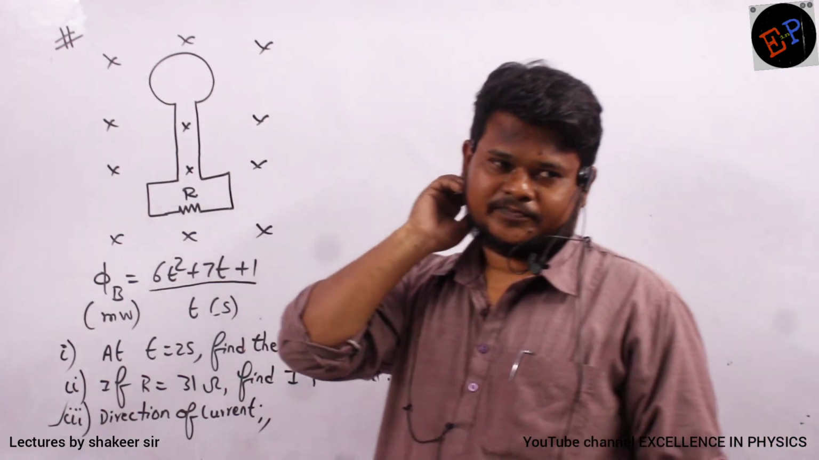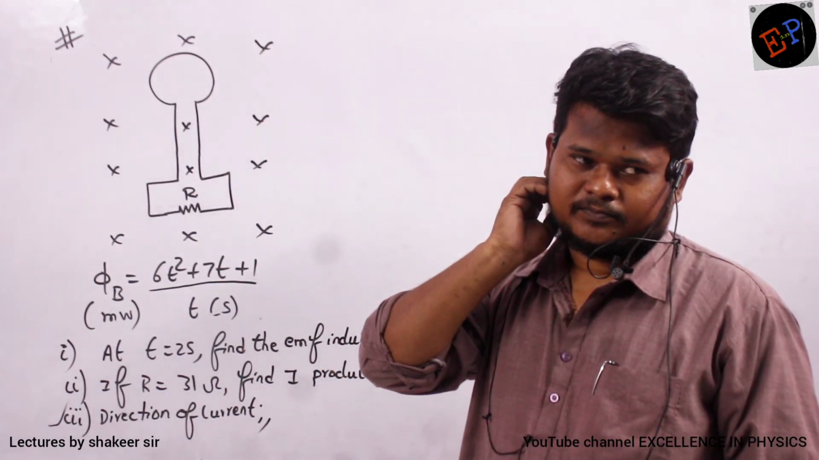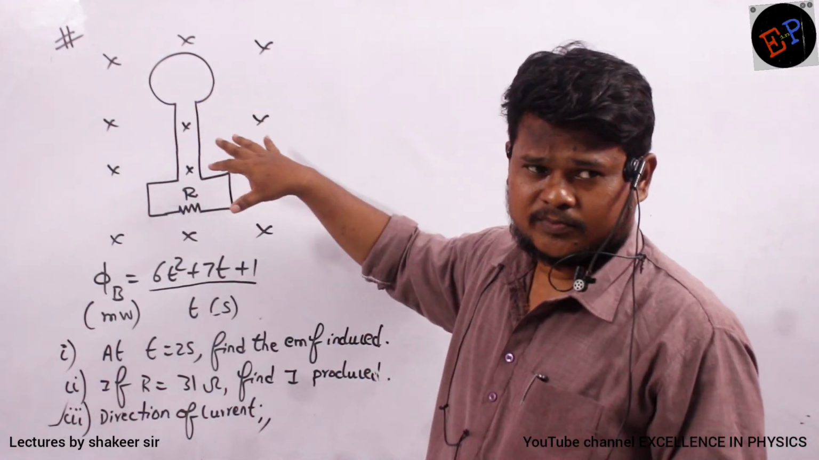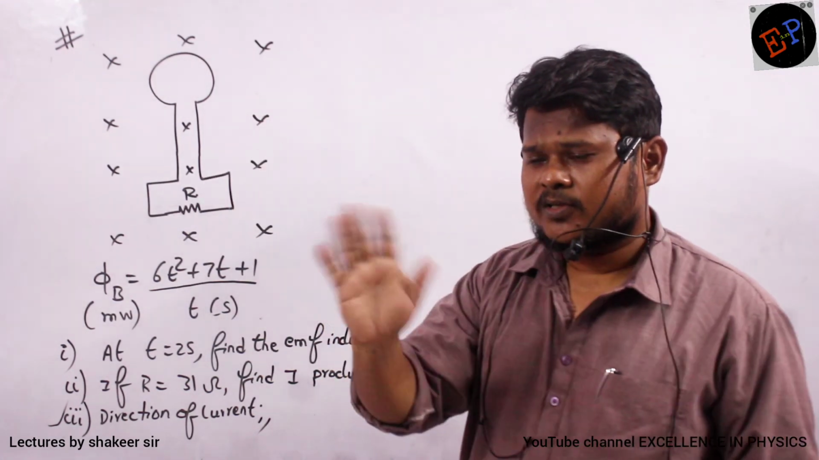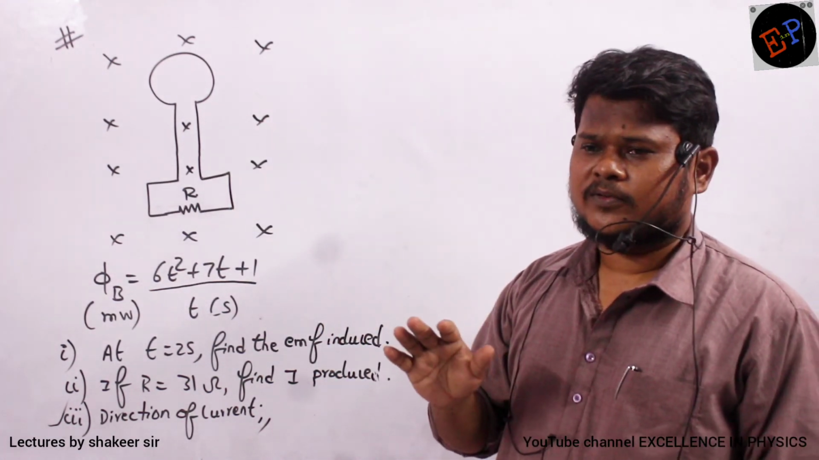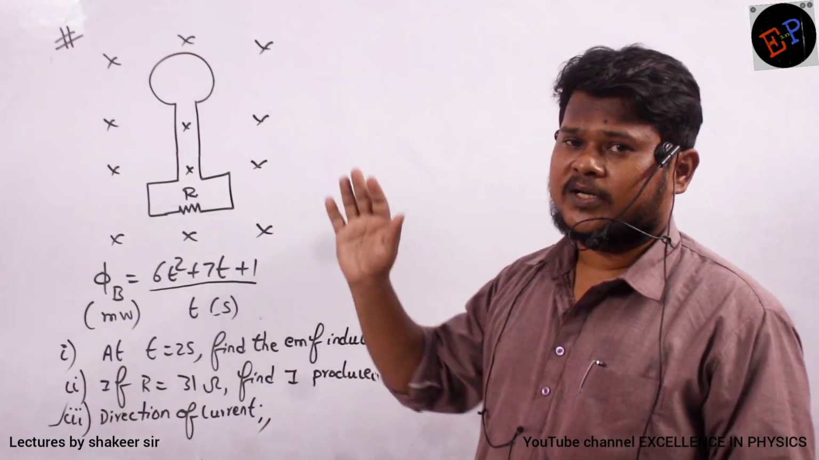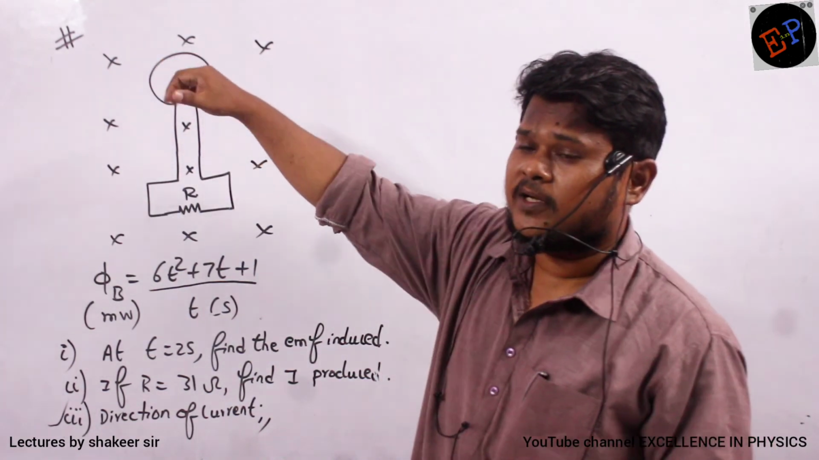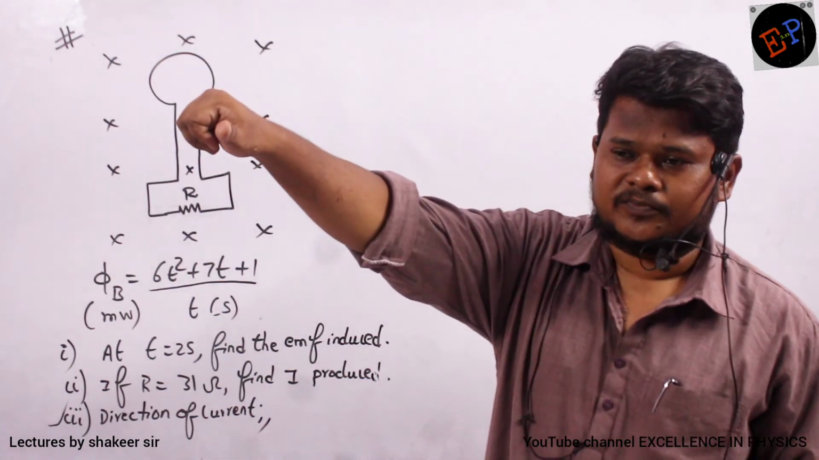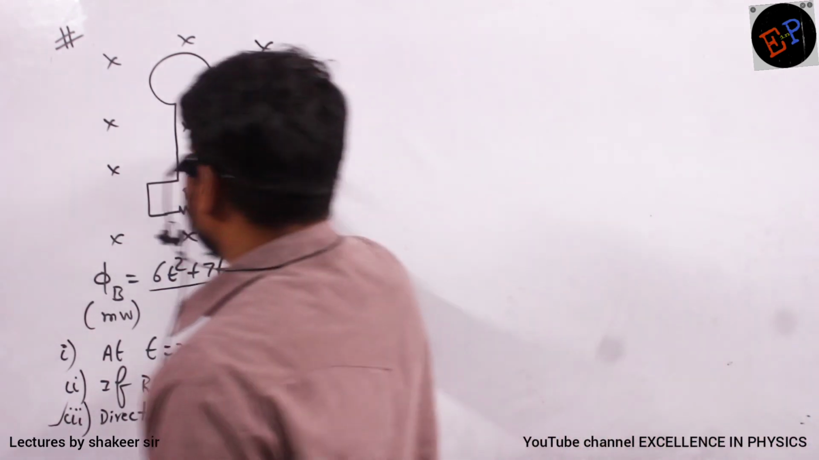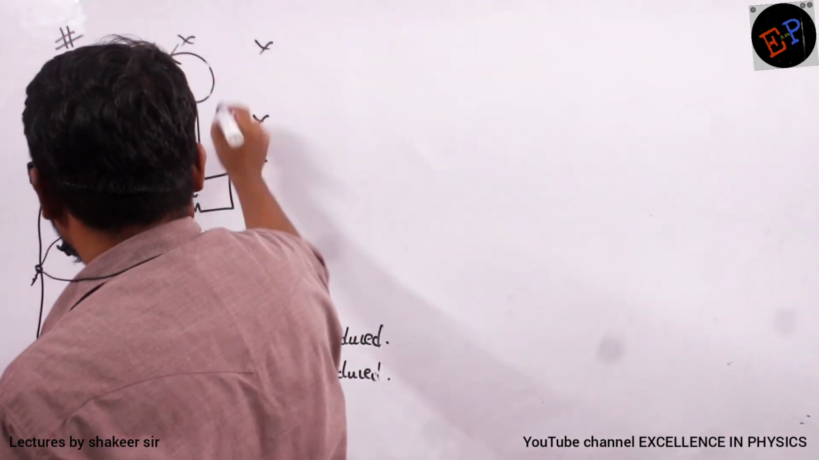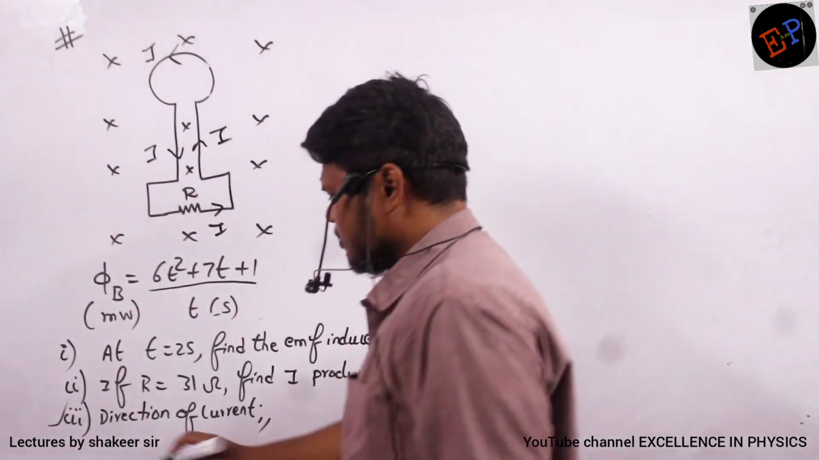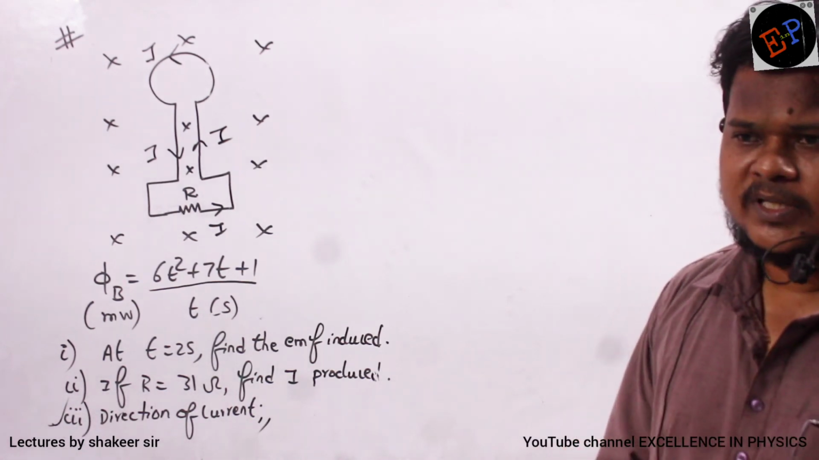Anti-clockwise, how can you say? If magnetic lines are entering the board and they are increasing, the coil does not want the lines to increase. So what will it do? It will oppose the lines. And what is the method of opposition? If current flows in this direction, then only the field produced by the coil will be out of the board. So this will be the direction of current, like this, and that is my answer for the third one.